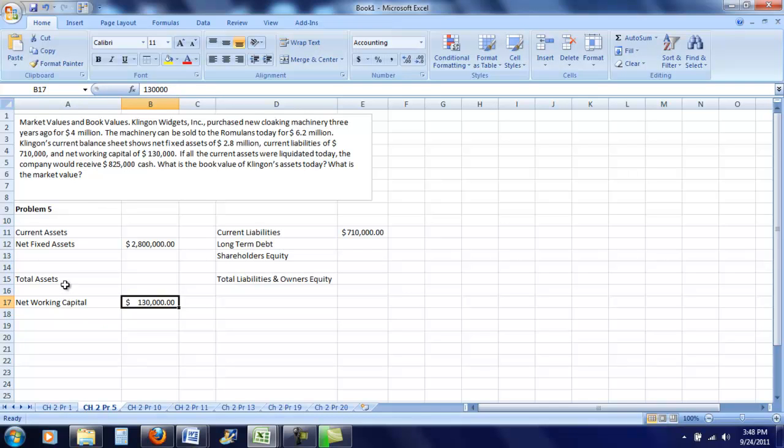Well, I know that the formula for net working capital is current assets minus current liabilities. So I know I can currently solve for current assets, which equals net working capital plus current liabilities. So I have $840,000 in current assets. Now that I have current assets, I can also solve for total assets, which is current plus net fixed assets. I'm highlighting these in yellow to let you know that we solved for these.